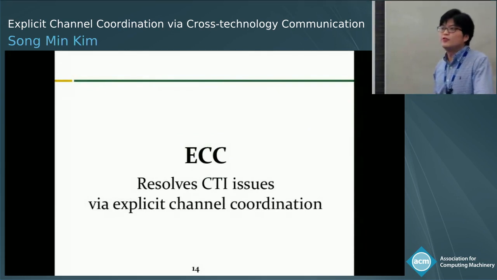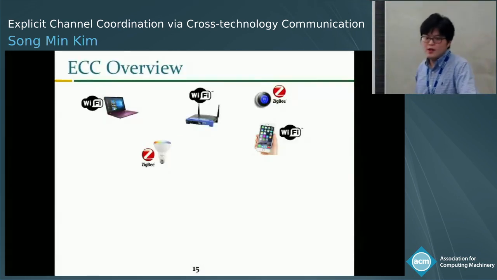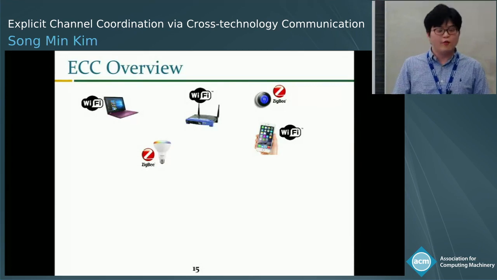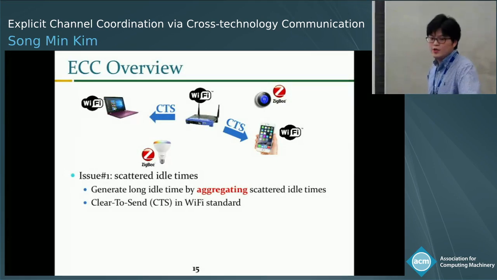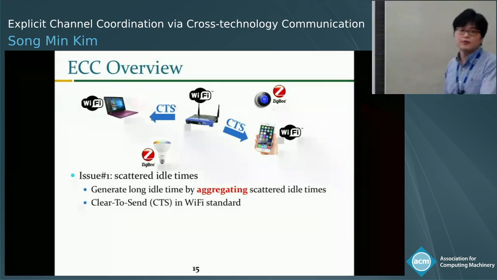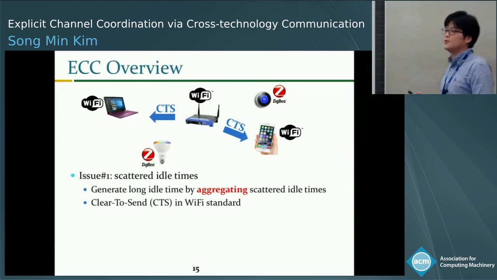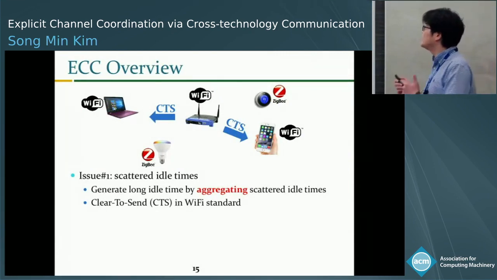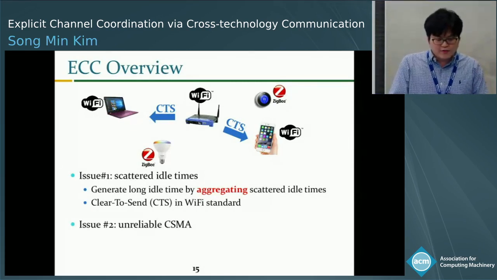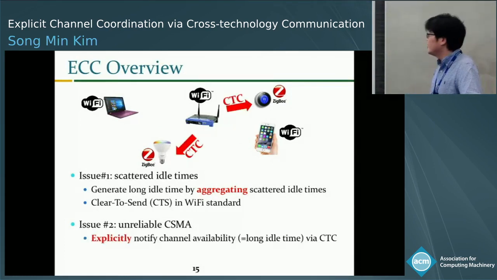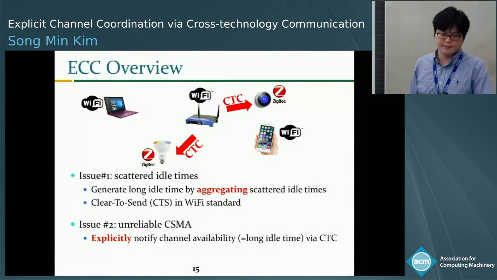So now let's move on to ECC design. To start with, let me give you a brief overview. ECC resolves issue 1 of scattered idle times using clear to send, or CTS, defined by the Wi-Fi standard. Using CTS, ECC generates long idle times that can be utilized by ZigBee by aggregating many scattered idle times. Next, ECC resolves the second issue of unreliable CSMA by explicitly notifying channel availability to ZigBee via CTC.